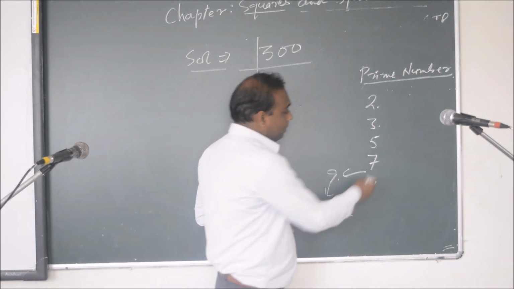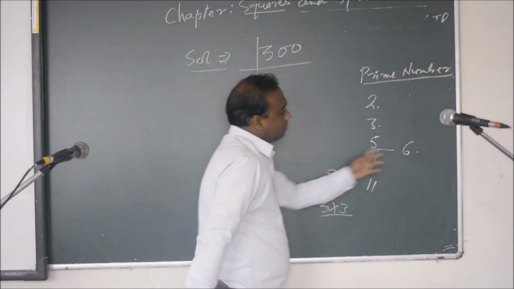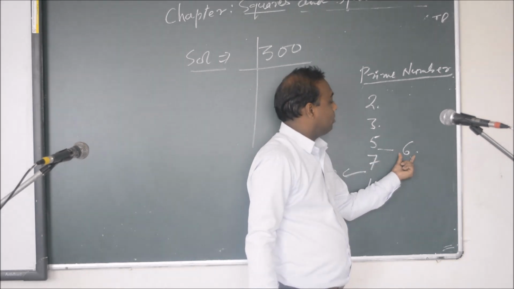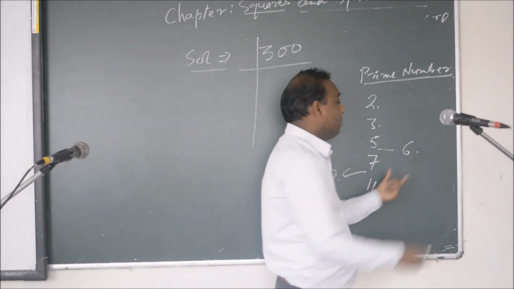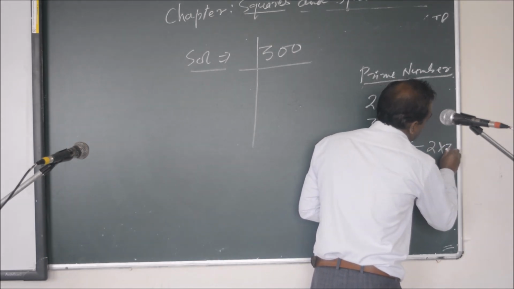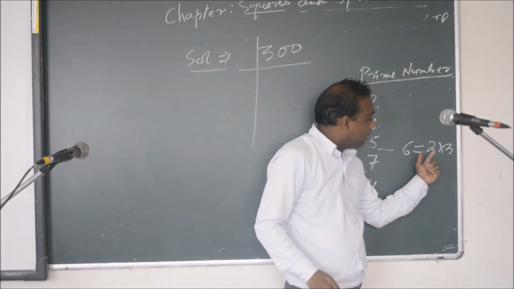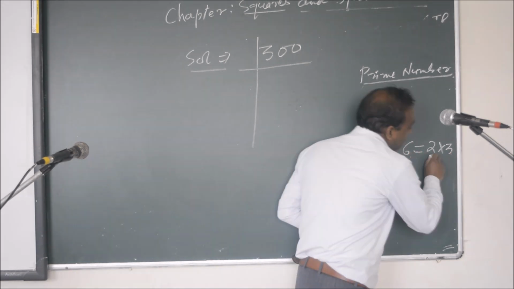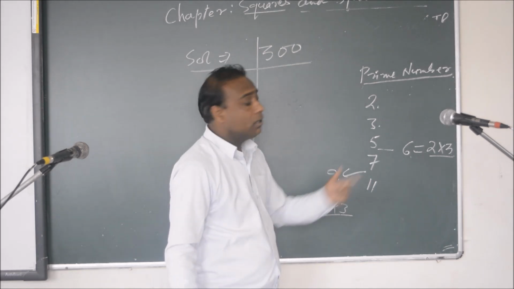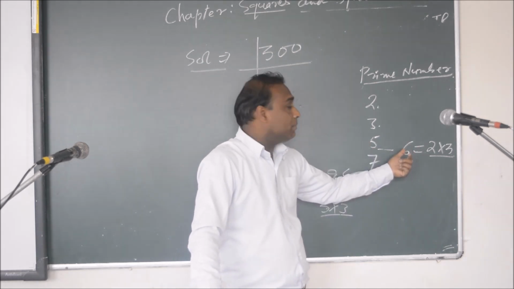Like another example, say 6. 6 is also not a prime number. Why? Because 6 has factors. When you multiply 2 and 3, you get 6. So 2 and 3 are factors of 6. That is why 6 is not a prime number.